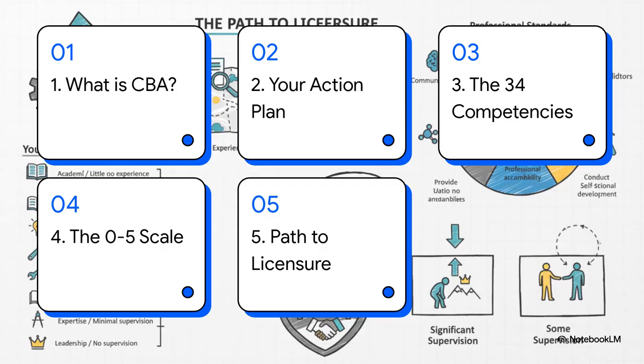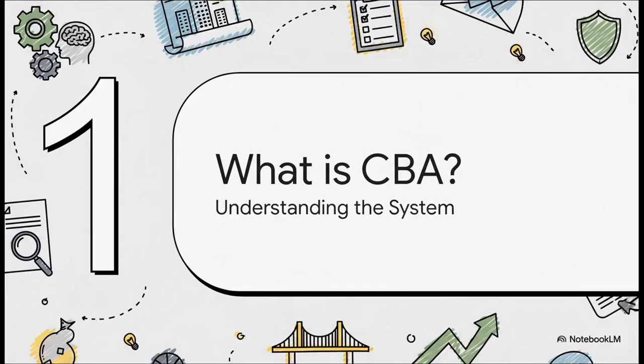All right, so here's our game plan for today. We're going to start by breaking down what CBA actually is. Then I'll walk you through a simple 4-step action plan. We'll dive into those 34 competencies, make sense of that 0 to 5 rating scale, and then we'll tie it all together to show you your clear path to getting that license. So first up, let's pull back the curtain on the system itself. What in the world is competency-based assessment?